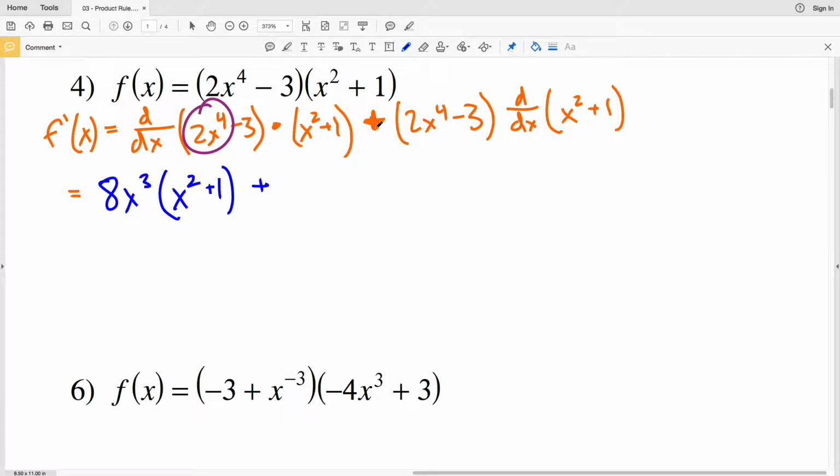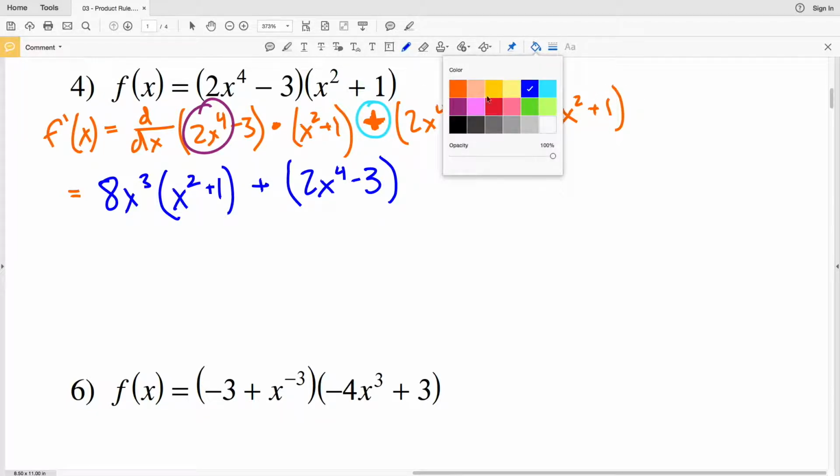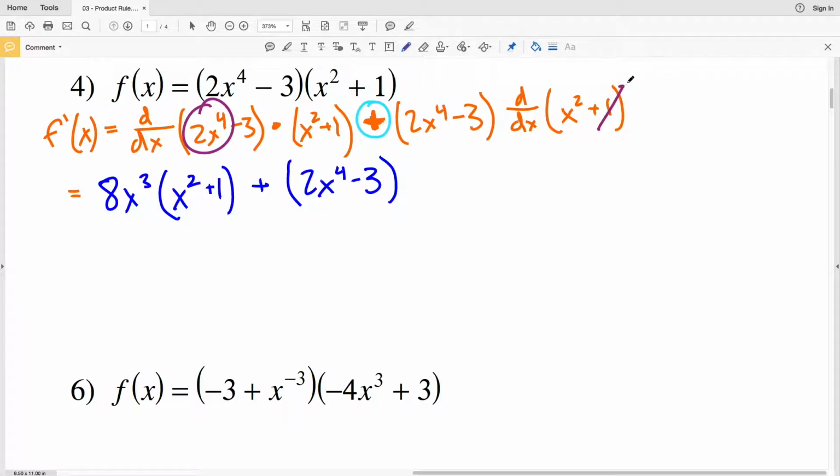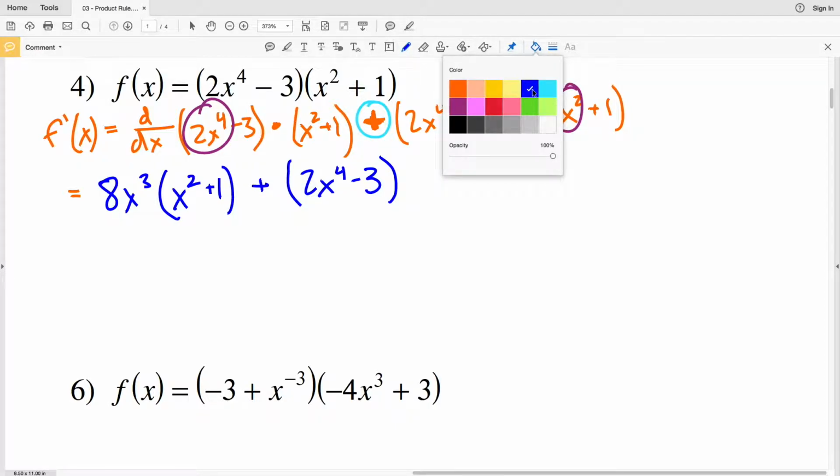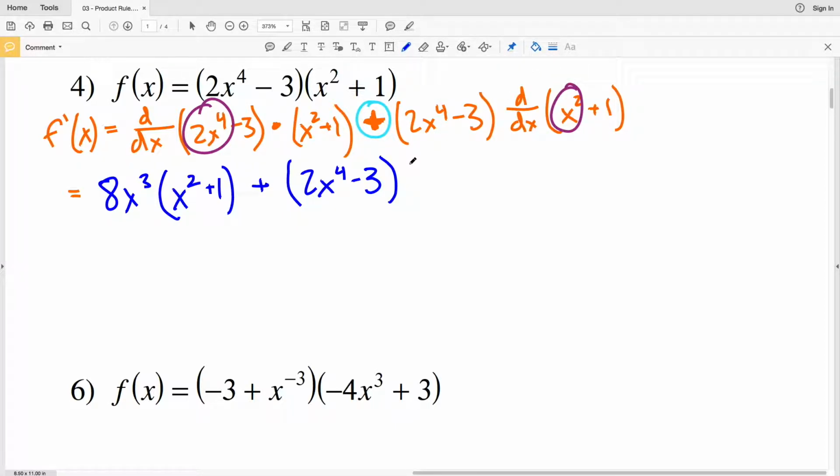And then I'm adding that to 2x to the fourth minus 3 times the derivative of x squared plus 1, which that 1, when taking the derivative, is a constant, so that's going to be 0. So the derivative of x squared is what I'm looking at, and that's 2x. So now I'll distribute my 8x cubed, and I'll distribute my 2x.